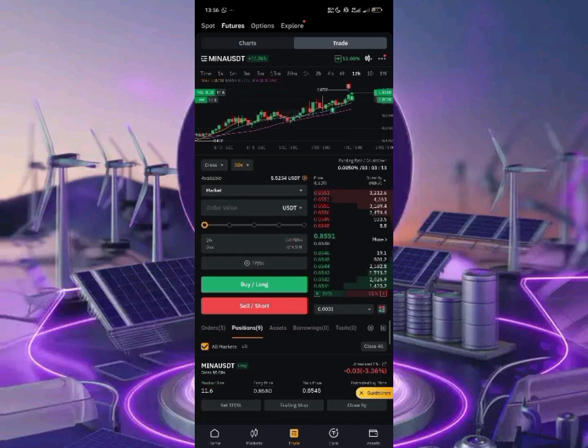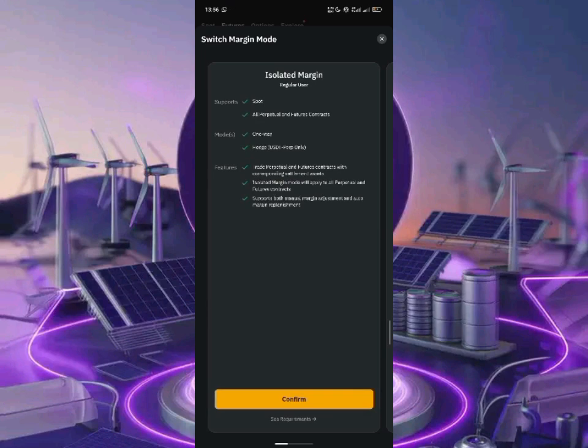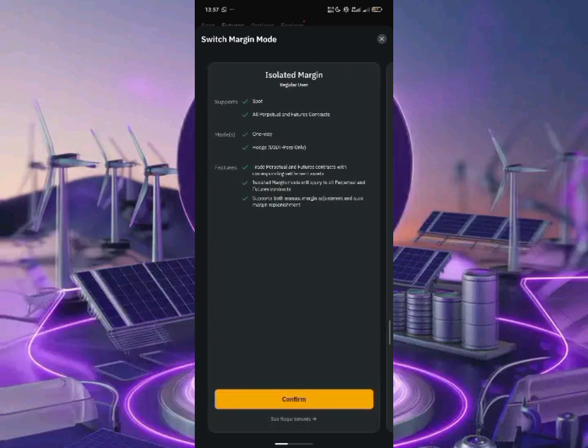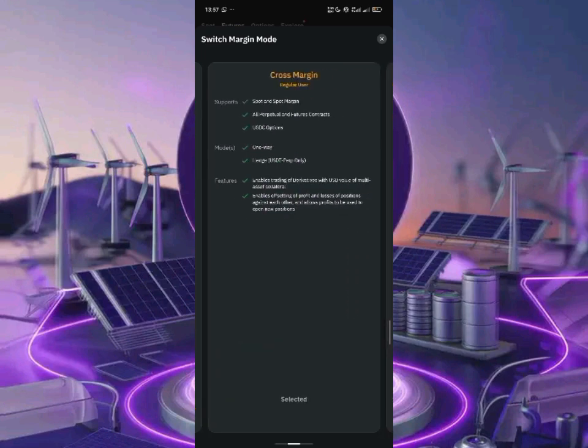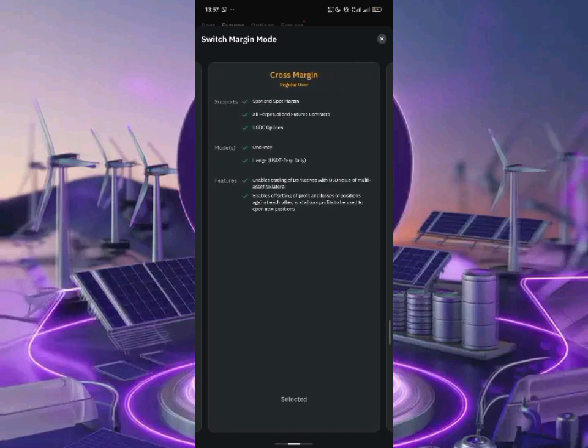Now on trade, if you check, you will see cross and 10x. Now there are two different margin types that you can use to trade futures, which is the isolated margin and the cross margin. Now the less risky is the isolated margin. The one that is risky is the cross margin.